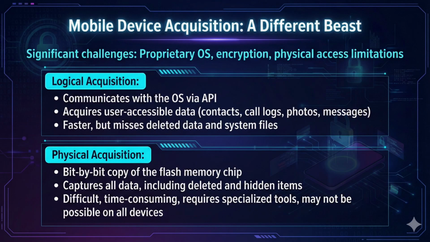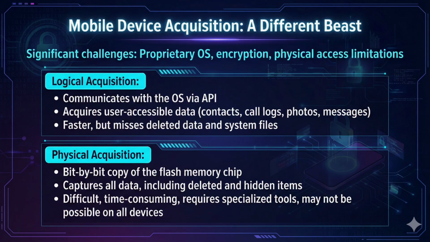Moving on to mobile devices like smartphones, we face a completely different set of hurdles. Unlike standard drives, you can't just pop out the memory card and image it easily. These devices run locked, proprietary operating systems with layers of robust encryption. For mobile phones, we generally have two main acquisition methods.